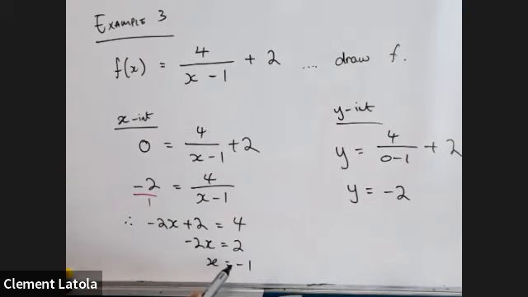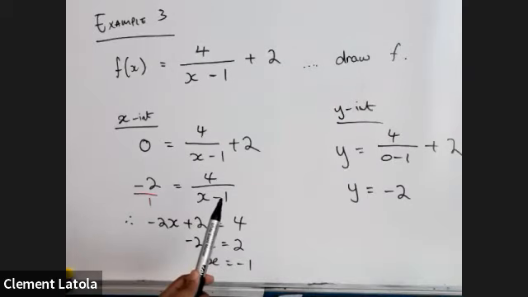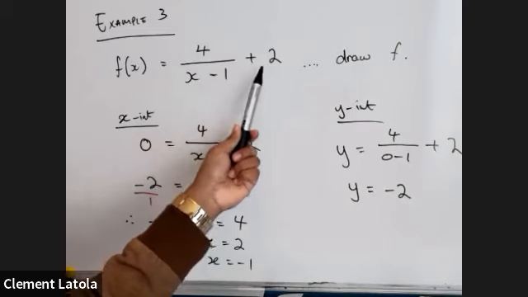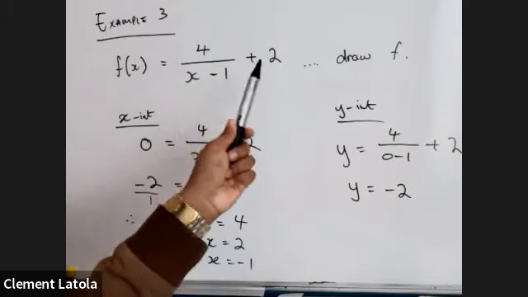We're going to draw a Cartesian plane so that we can plot these 2 points. Then we are also going to identify what the x-asymptote is and what the y-asymptote is. And then we draw a nice curve.